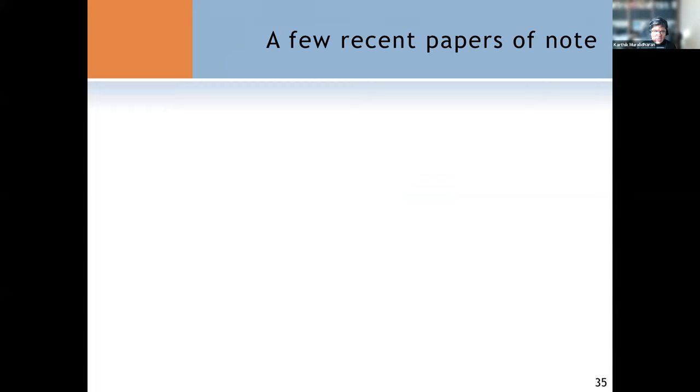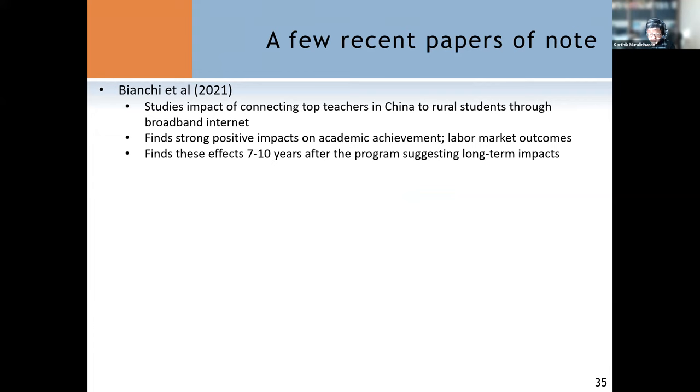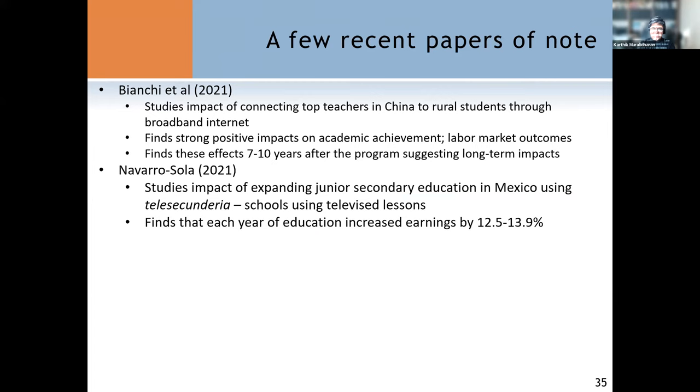Now there are 2 papers which are both very interesting because they were done at scale. There's a paper by Nicola Bianchi and co-authors looking at studies in China that's looking at the impact of connecting top teachers in China to rural students through broadband internet. This is in the context of school education. But remember what we talked about in the context of absence, that the way we've traditionally tried to bring quality to low income and rural underserved populations is to get a highly qualified teacher and move that person there. But that is very inefficient.